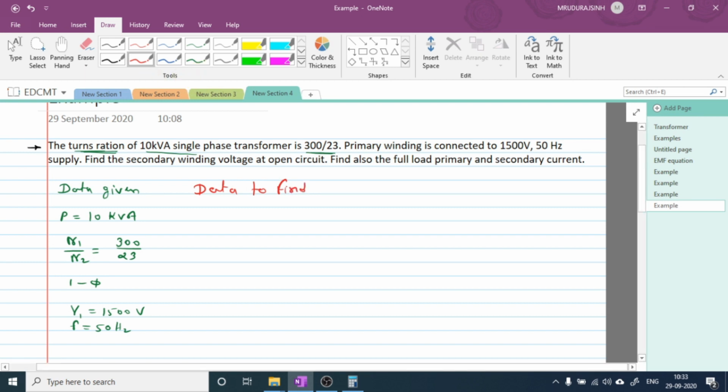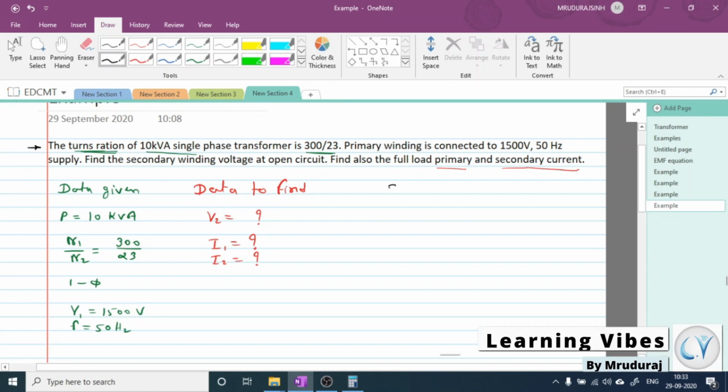And what data we need to find? Find the secondary winding voltage at open circuit. So in open circuit condition we need to find V2. Find also the full load primary and secondary current. So we need to find I1 and I2, right? So we will go for the solution. Let's start the solution from here.